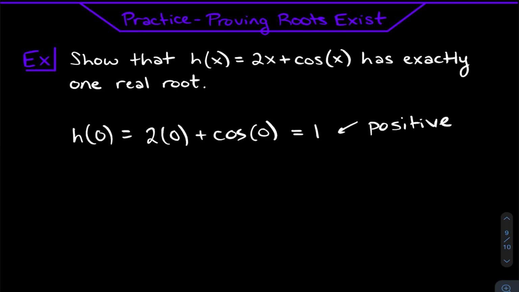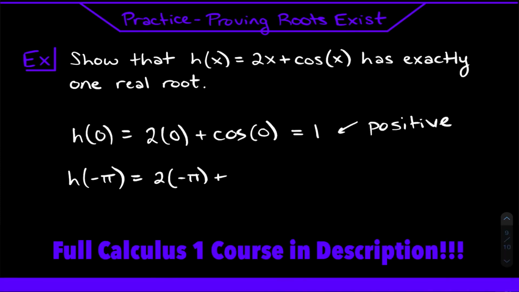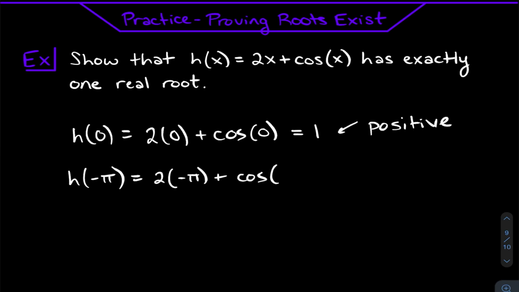And so, honestly, just to give a good number that'll work with the cosine, I'm going to plug in negative pi. It's a negative number, so we know that this piece is going to be negative. And the cosine of negative pi is going to be negative 1. That's the same thing as the cosine of pi. So we get 2 times negative pi plus the cosine of negative pi, which is negative 2 pi minus 1. And that right there is negative.